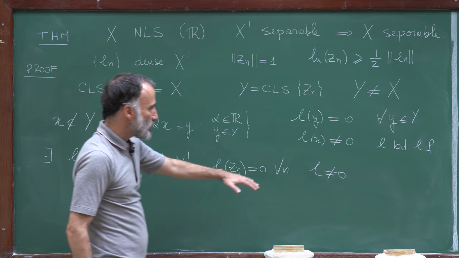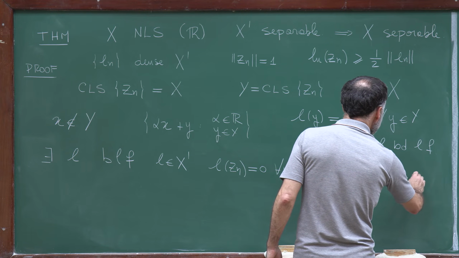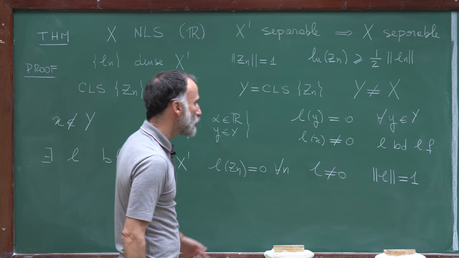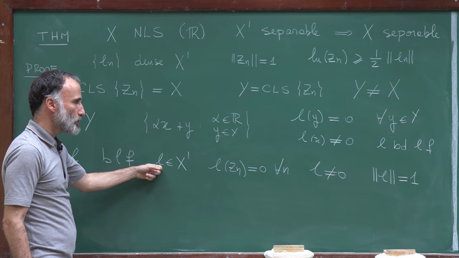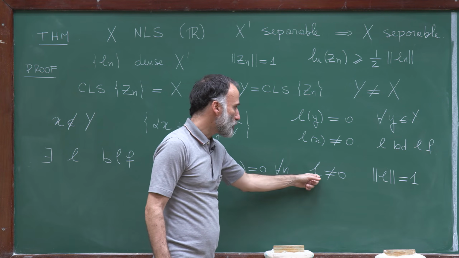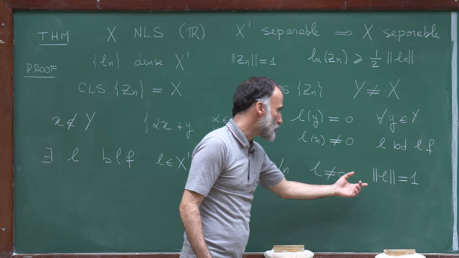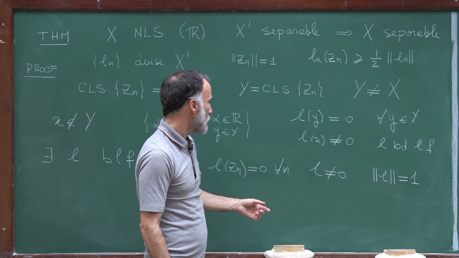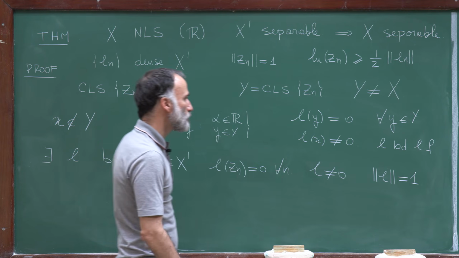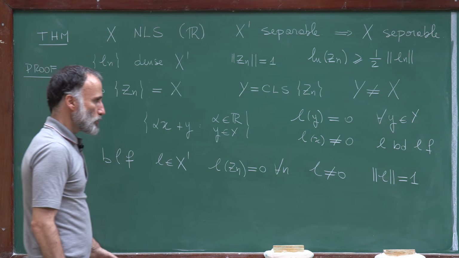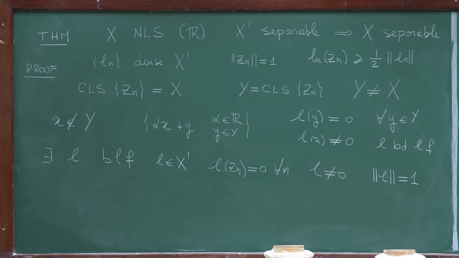And now, by dividing L by its norm, I can assume without loss of generality that the norm of L is equal to 1. Right? If the norm of L is not equal to 1, you take the bounded linear functional you defined. Its norm is different from 0 because L is different from 0. You divide this bounded linear functional by its norm, you get a new bounded linear functional which vanishes at Zn, which is different from 0, and whose norm is equal to 1. So there is no loss of generality by assuming that the norm of L is equal to 1.